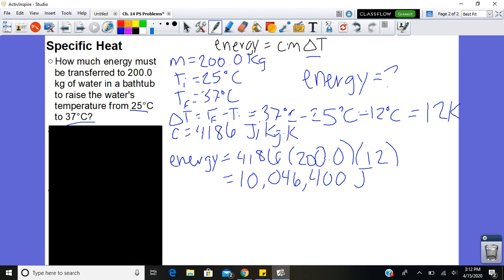Okay, but we need to do sig figs. So our 200 kilograms up here has 4, but our initial temperature only has 2 sig figs. Our final temperature only has 2 sig figs. So our answer can only have 2 sig figs. So I'm going to need to do this in scientific notation. So I'm going to do 1.0, because that has 2 sig figs, times 10 to the 1, 2, 3, 4, 5, 6, 7, and move the decimal place over 7 places. So I have 1.0 times 10 to the 7th joules. And that is my answer for this first one.